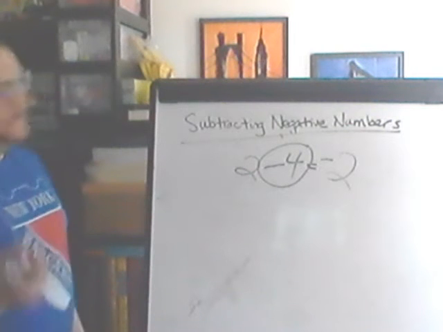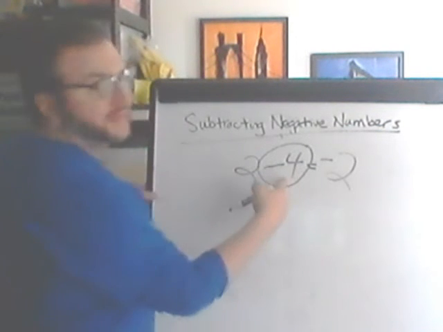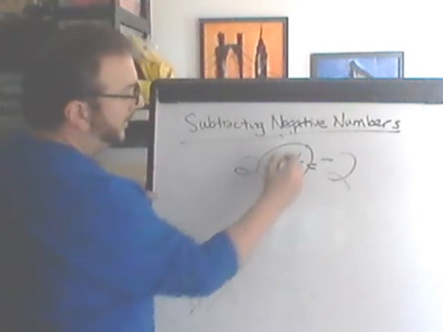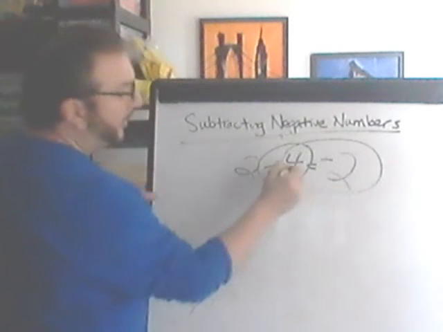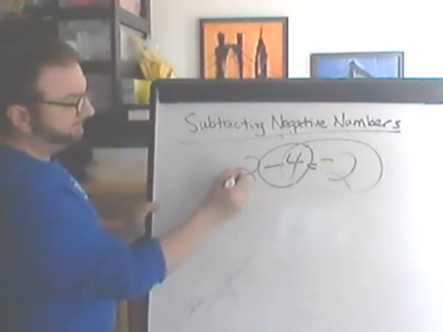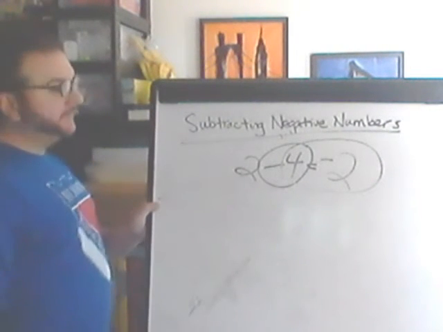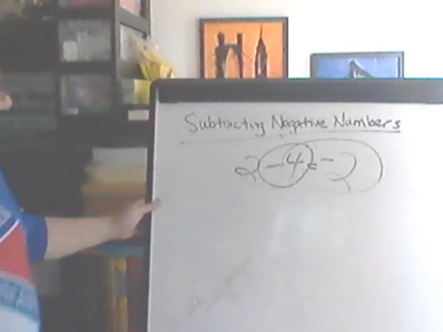You want to check it? Very simple. Take the positive version of this number and subtract the 2 from it. What's 4 minus 2? 2, right? There it is. Okay, let's do another one.